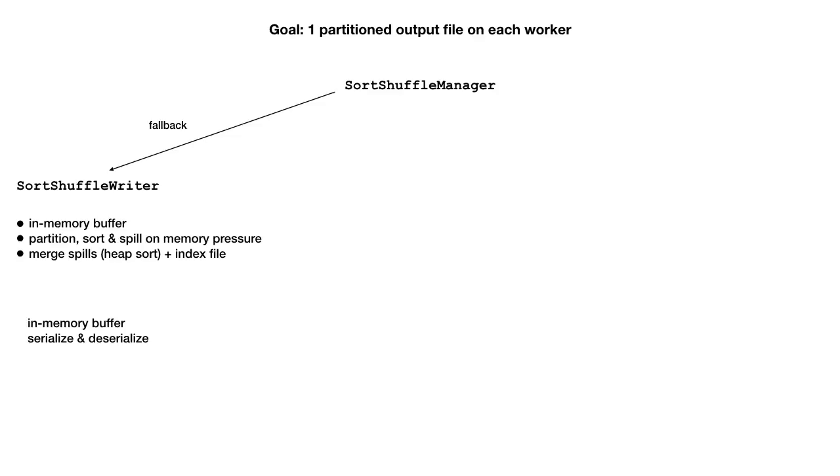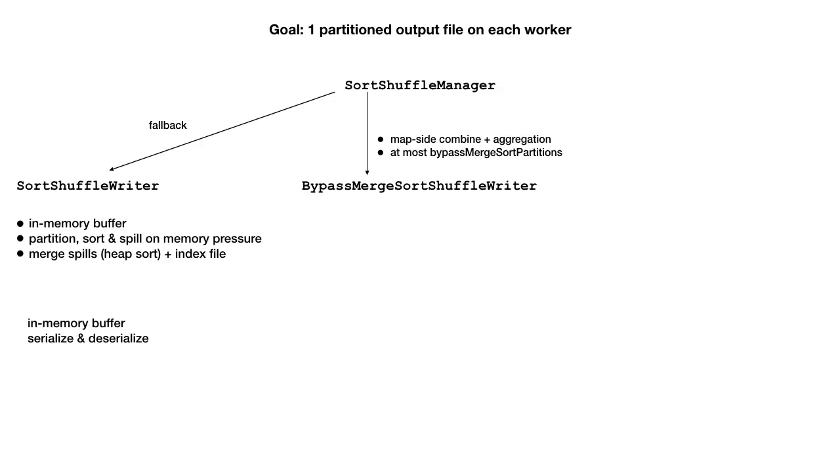The problem here is we have a lot of overhead doing serialization and deserialization, and we always have that in-memory buffer, which is very inconvenient to use, right? So that's why it's the fallback implementation. So they've come up with some better implementations.